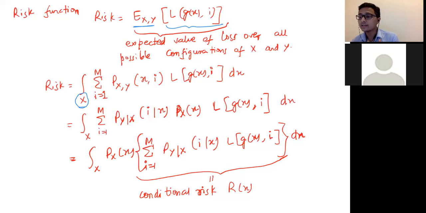As you can see, we have assumed here that the random variable x is a continuous variable, and the variable y is discrete. You can think of it as different classes. You have m number of classes, and you are trying to classify your observations x to a particular class. So P of x comma i is your joint probability distribution, and L is your loss function.